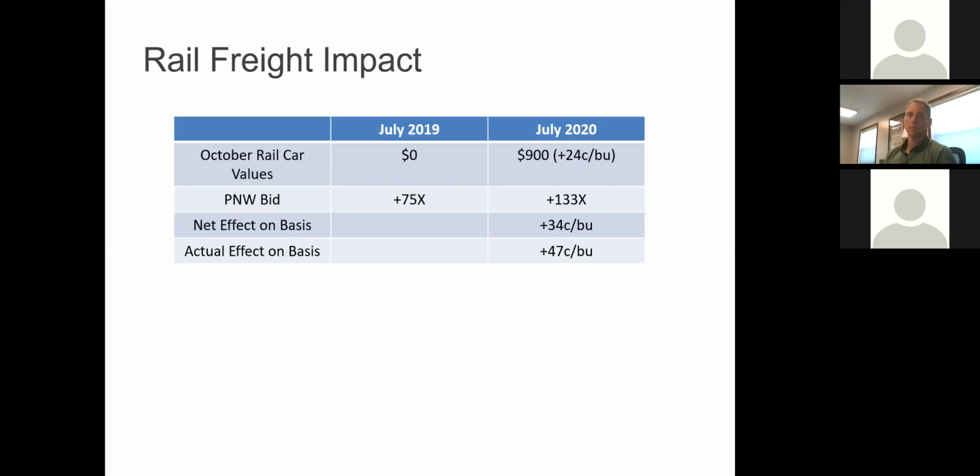Now, if you look at our basis levels, they are actually better than 34 cents. What happens is when you see a $900 over car trade, you're going to get companies that some have bought cars cheaper, some simply ignore recognizing what cars actually cost and just absorb the costs.